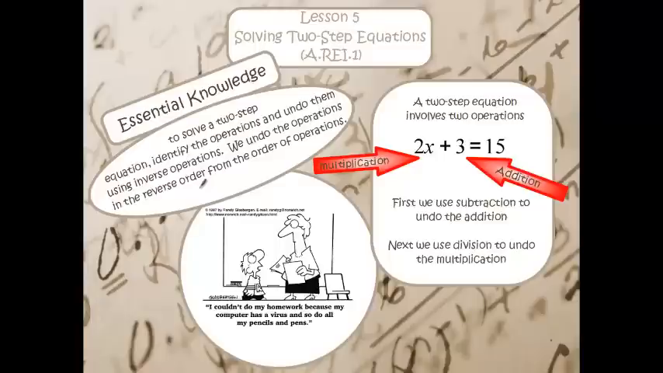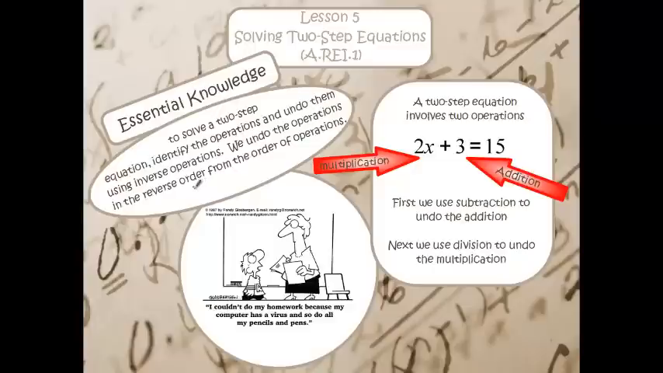So here's lesson 5, solving two-step equations. The thing that we want to know today is that when we solve a two-step equation, we need to identify the operations, and we're going to undo those operations using the inverse operations. We undo operations in the reverse order from the order of operations.